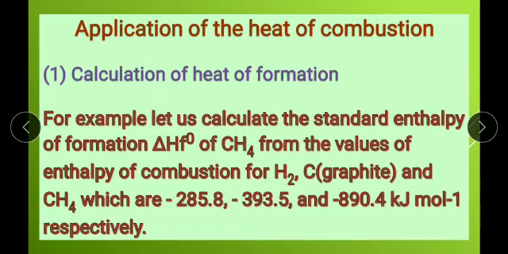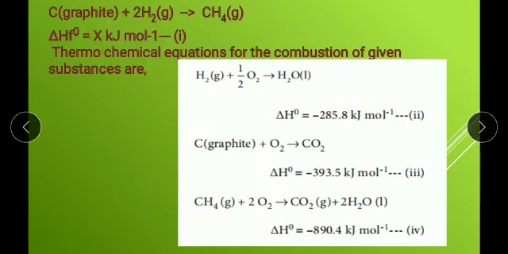Let us do the calculation. The values of enthalpy of combustion for hydrogen, carbon and methane are given as minus 285.8, minus 393.5 and minus 890.4 kilojoule per mole. Again, for hydrogen minus 285.8, for carbon minus 393.5 and for methane minus 890.4 kilojoule per mole. It is given. Then we go to the calculation.